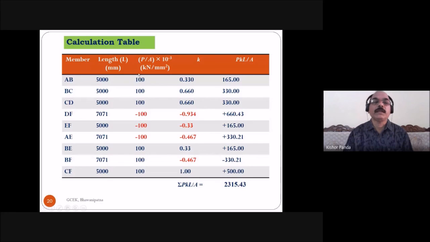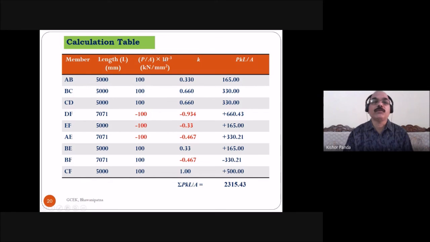The stress is given, but here DF, EF, and AE, these three forces are compressive forces. So here you have to take the stress P by A as minus 100, and the stress in all other members, that is AB, BC, CD, BE, BF, CF, you take the tensile stress, and these three members have compressive stress.